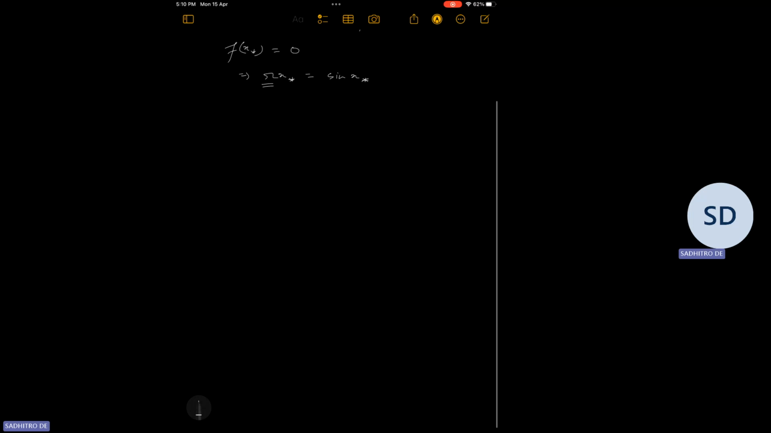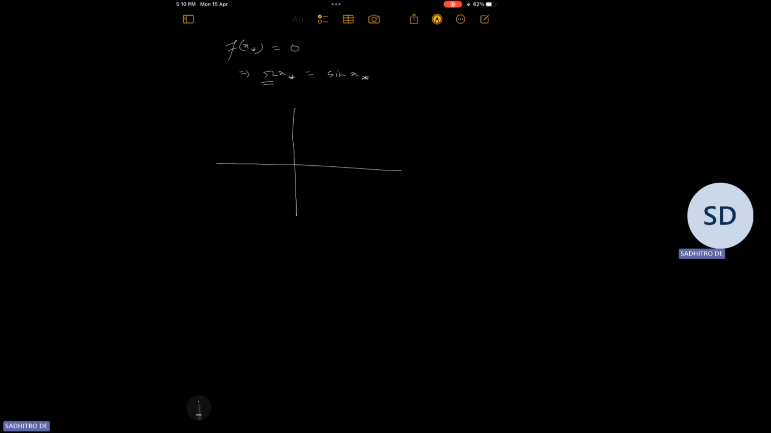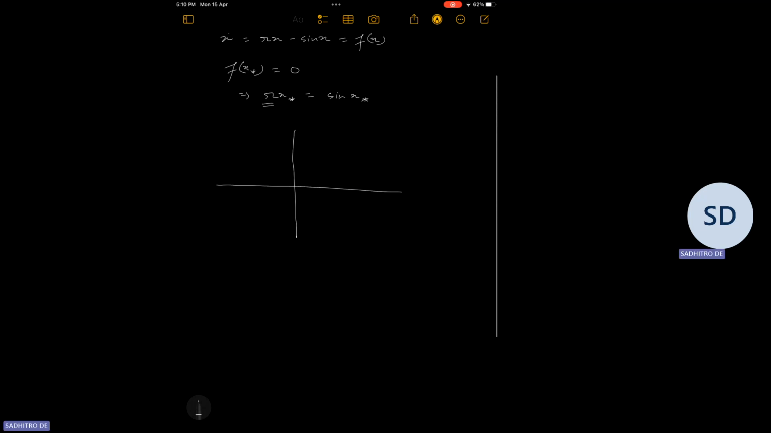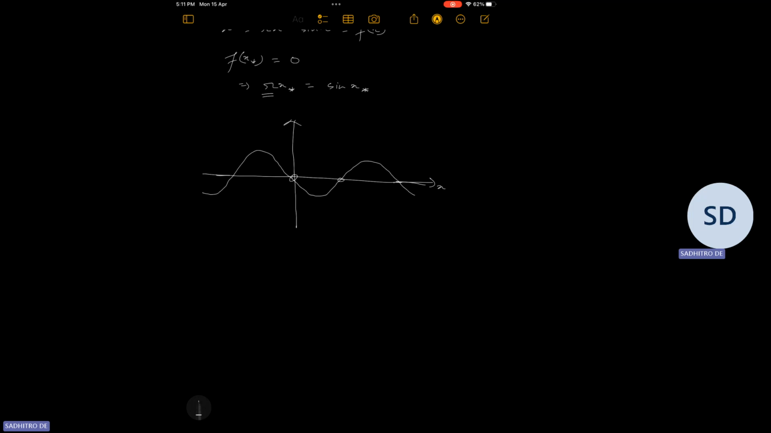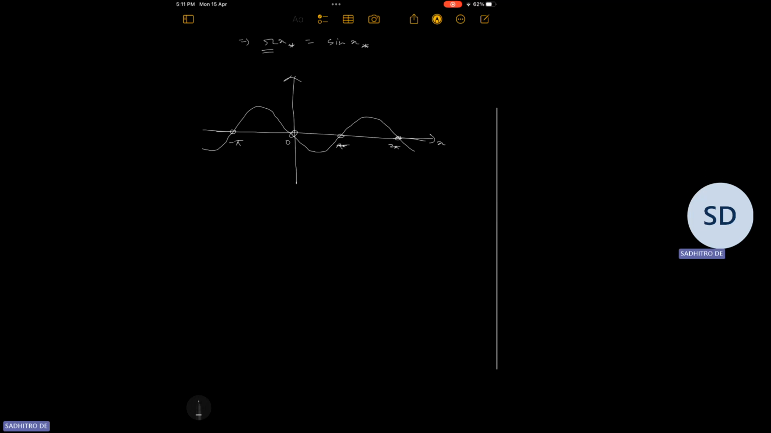So let us start with the simplest case when r is equal to 0. Then the graph of f of x is nothing but minus sin x. So its graph looks like this. The fixed points will be the intersections of this curve with the x-axis. So this is one fixed point, this is one fixed point, and so on. This is at 0, this is at pi, and so on. And what are the stabilities of these fixed points?